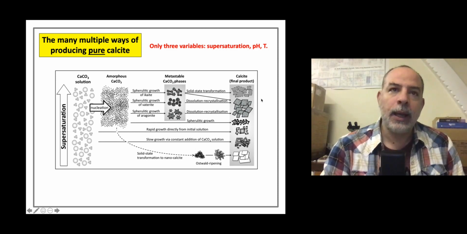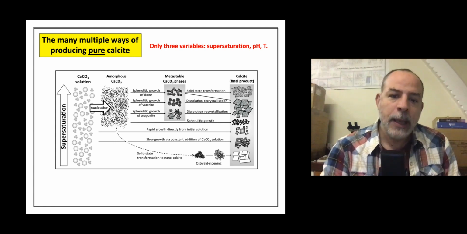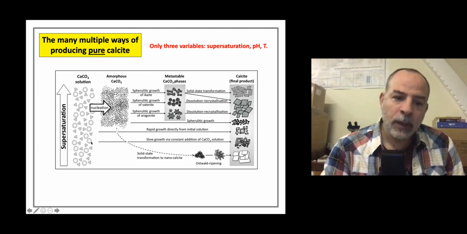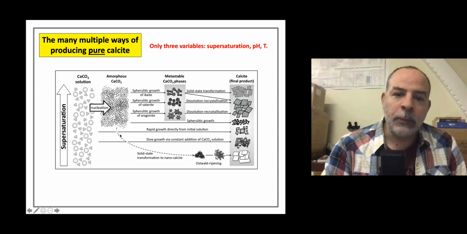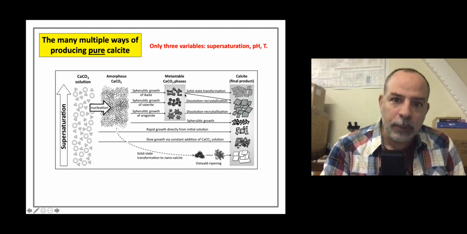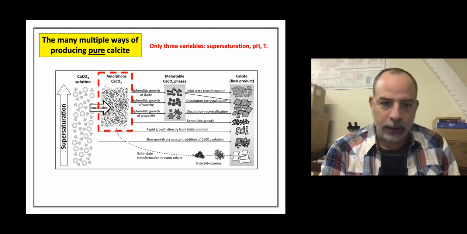This calcite has different sizes, shapes, and surface properties, but calcite can form via many different mechanisms and pathways. For example, they can be produced directly from the calcium carbonate solution or via an amorphous phase, and sometimes via different metastable calcium carbonate polymorphs. Some of these reactions can be extremely rapid. And here in this talk, what I'm going to focus on is the amorphous calcium carbonate.